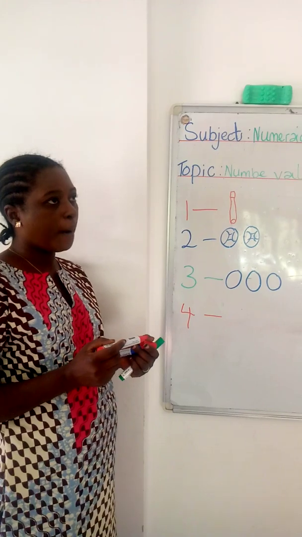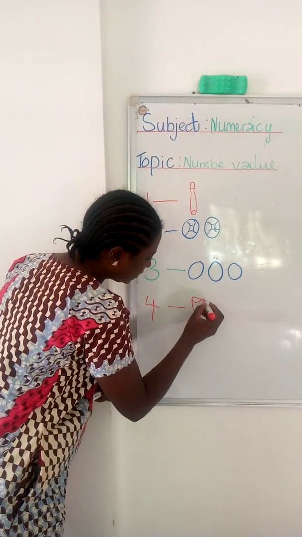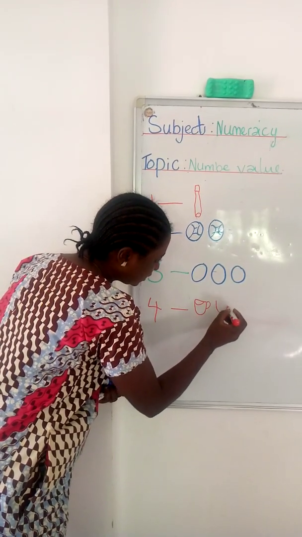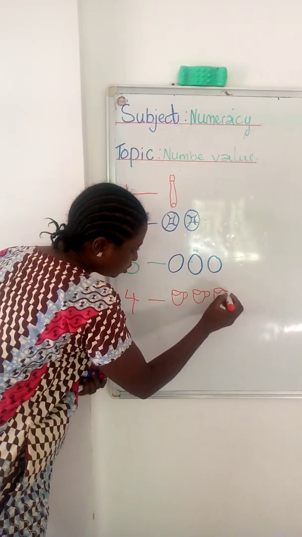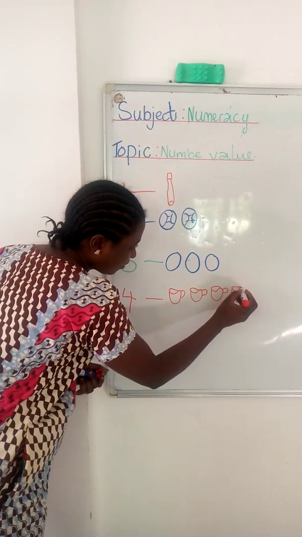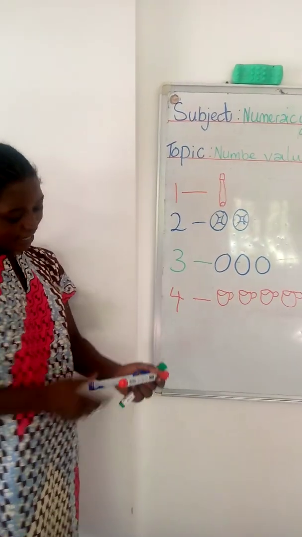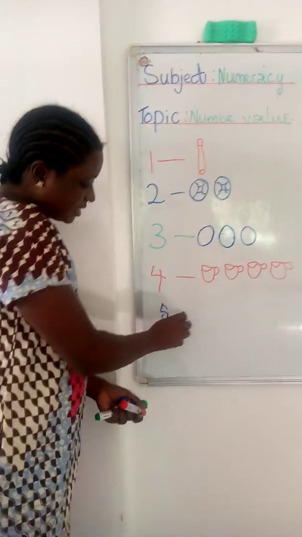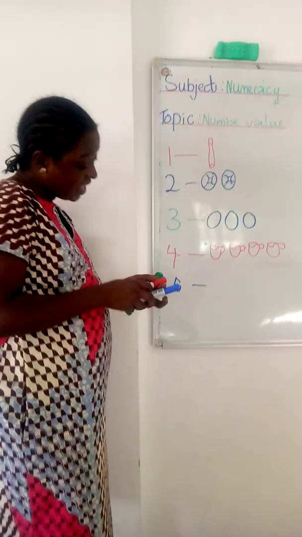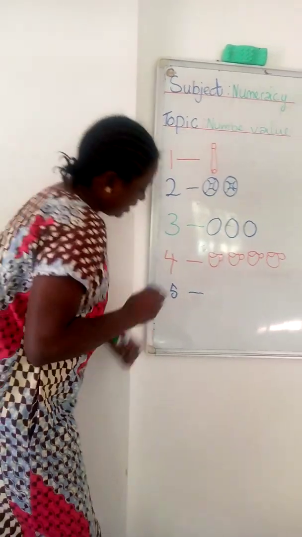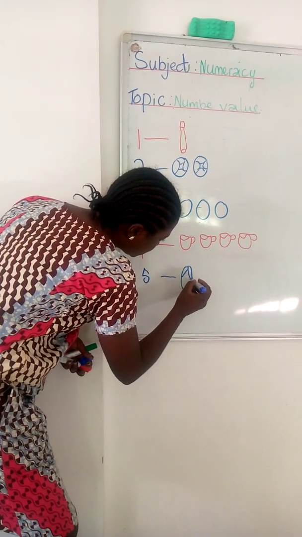So if I ask for number 4, I want 4 cups. 1, 2, 3, 4. 4 cups. Now number 5, I want 5 slippers. Can I draw slippers? Okay, let me try. This looks like the slippers.